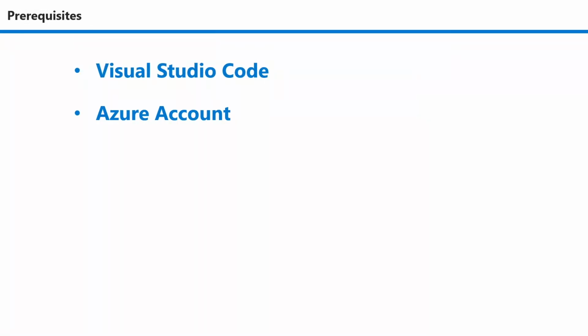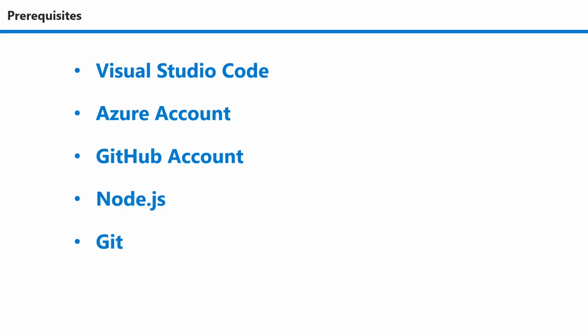To follow along with our demo, you'll need the following things: Visual Studio Code or some other text editor, an Azure account, which will host your Azure Static Web App and portfolio projects, a GitHub account to house the repo for your website and your projects, Node.js and Git installed wherever you're coding with Visual Studio Code, whether that's in the cloud or locally. Now let's get started building.